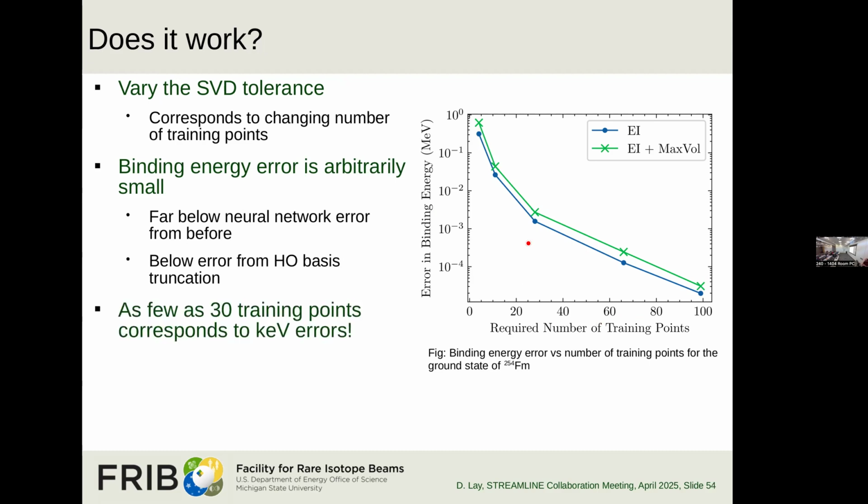If you want to be more realistic, if you want a mere kilo-electron volt root mean squared error, you see that you only need as many as 30 or so real HFB calculations to get the emulator to work. And that's really nice. It means one of the goals you would like to see is to do as few HFB calculations as possible to then develop your emulator.